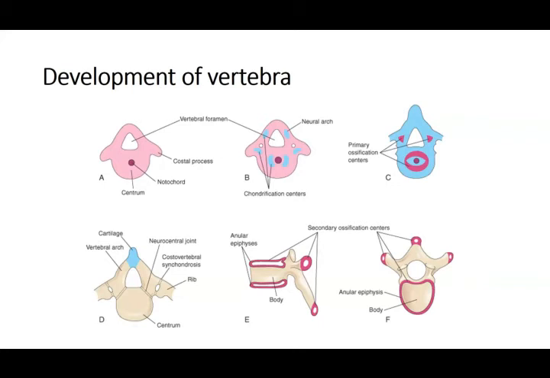And then this is the formation of the centrum. That is the mesenchymal centrum, the first picture. Then you have the chondrification centers which start to appear. They chondrify it, and then you have the ossification centers. You have a primary ossification, and then you have the secondary, which ultimately form the final vertebral column. So you have 3 steps.